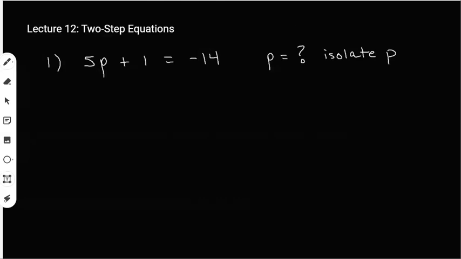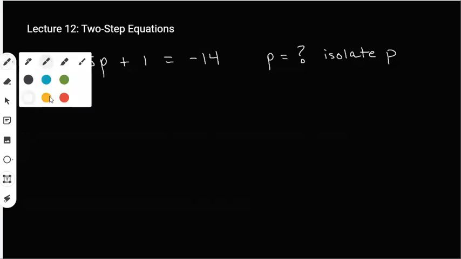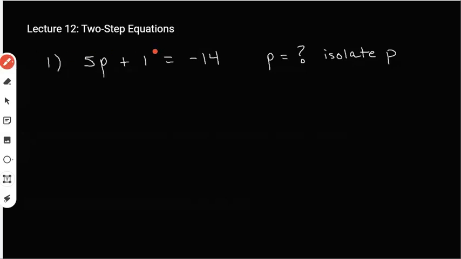The first thing that we have to do is get rid of the plus 1 out here. That's going to be the first thing that we get rid of. The second thing that we're going to get rid of is the 5 that's out in front of the p. We need to get rid of that too. So the plus 1, we can get rid of that by subtracting 1 from both sides. I see a plus 1, so I'm going to do a minus 1. And when I do that, the plus 1 and the minus 1 are going to cancel out. So I can cross them out.